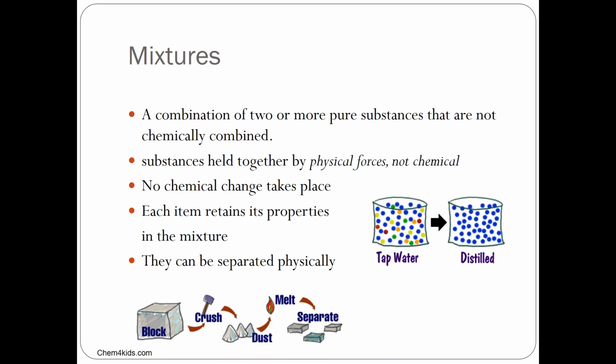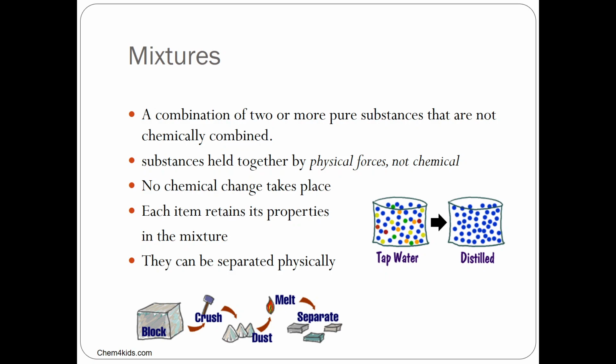So tap water is a mixture, and you can turn it into pure water, distilled water. Mixtures are a combination of 2 or more pure substances that are not chemically combined. The substance is held together by physical forces only, not chemical. No chemical change takes place, so they both maintain their individual properties.